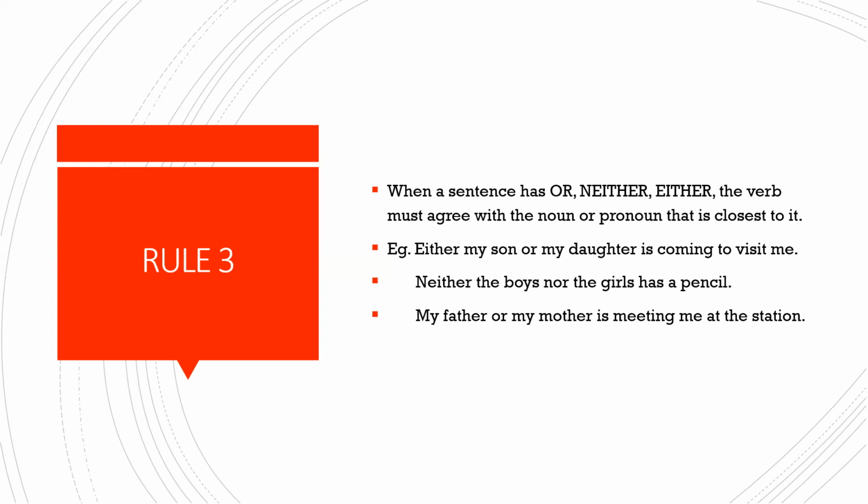All right, look at this one. My father or my mother is meeting me at the station. Not both of them. Either one. Either my father or my mother. And hence I use the verb is and not are. My father or my mother is meeting me at the station. It doesn't mean that both of them are meeting me. No. My father might come or my mother might come. So you need to read the entire sentence, make sense of it, and you should understand whether it means one thing or more than one. And only then will you know whether to use a singular verb or a plural verb.